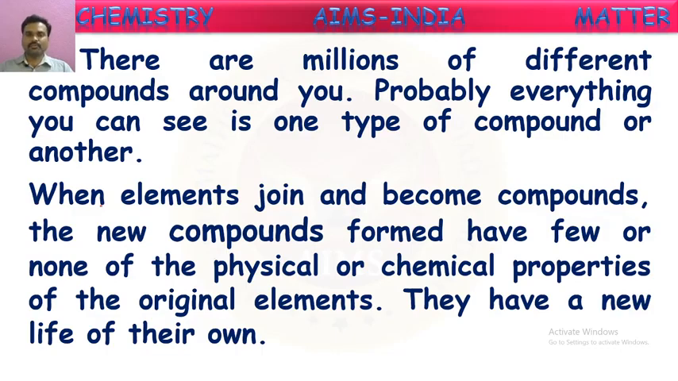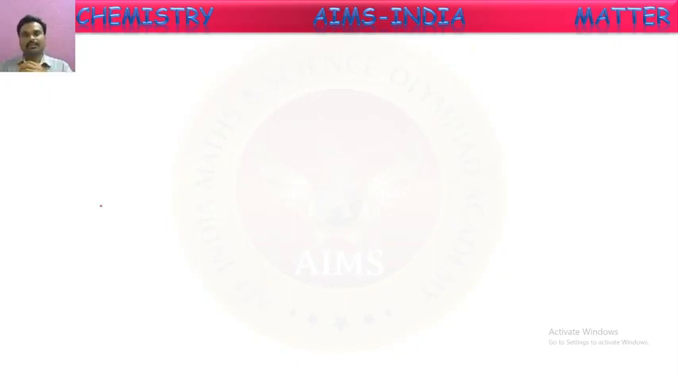That is about compounds, children. This is the first part of chemical classification, about pure substances. Pure substances are classified into two types: elements and compounds. Elements are again classified into four types: metals, non-metals, metalloids and noble gases.